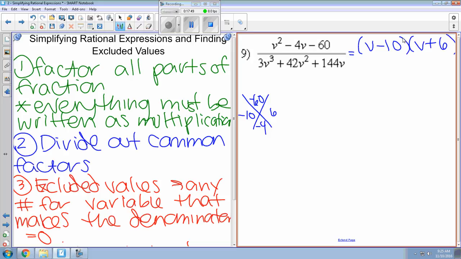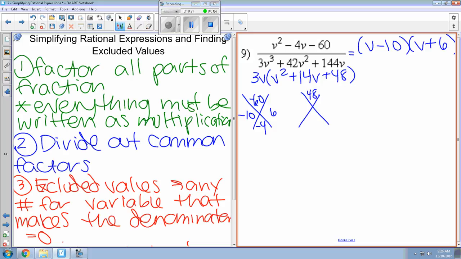On the bottom, you're going to factor diamond as well, but if you look, you can actually GCF something there first. You can pull out a 3v. When you do that, you're going to have v squared, 42 divided by 3 is 14. 144 divided by 3 is going to be 48. Always factor if you can, it's going to make your job easier. Now when we factor diamond, we ignore the 3v.